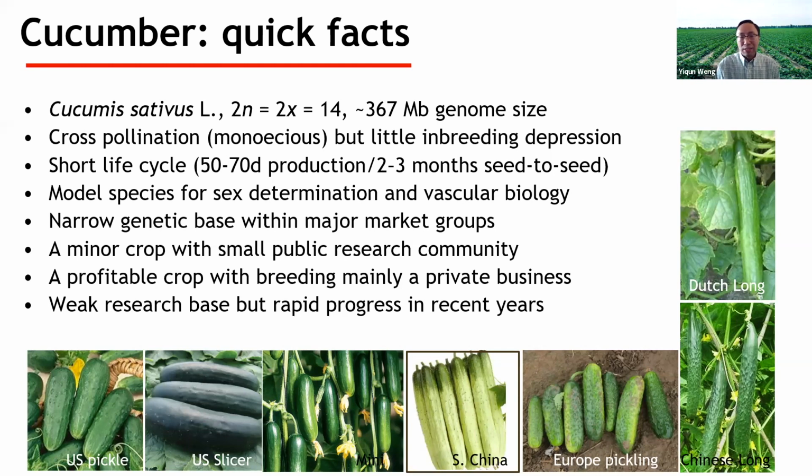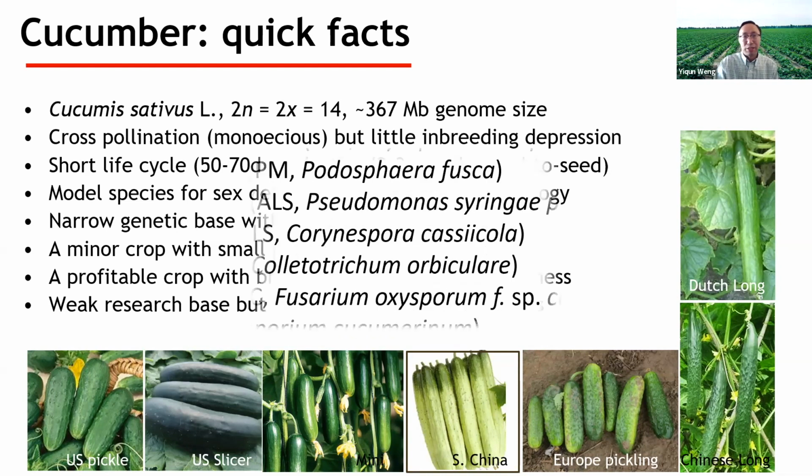There are several market classes, as shown in these pictures. Each market class, or market group, has a narrow genetic basis. It has been a minor crop with a really small public research community, like many other horticulture crops. But I think it is a profitable crop. The breeding work has been primarily done in private companies. As with many other horticulture crops, a little work was done even before 10 years ago, but since then we have seen significant progress, particularly in recent years.